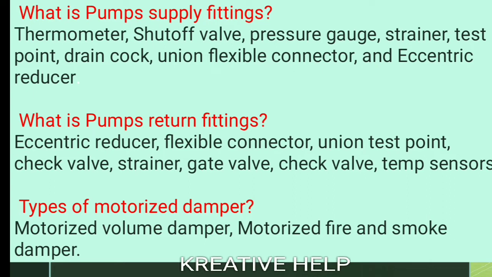Check valve: you can see when there is a return, there is a need of the check valve. And a strainer, gate valve; you can see there is a gate valve, check valve, and temperature sensor. These are the basic things you should know about. And types of motorized damper: they are asking how many types of motorized damper there are. There are many types, but mention here the motorized volume damper, and motorized fire and smoke damper. This is used in the HVAC field.